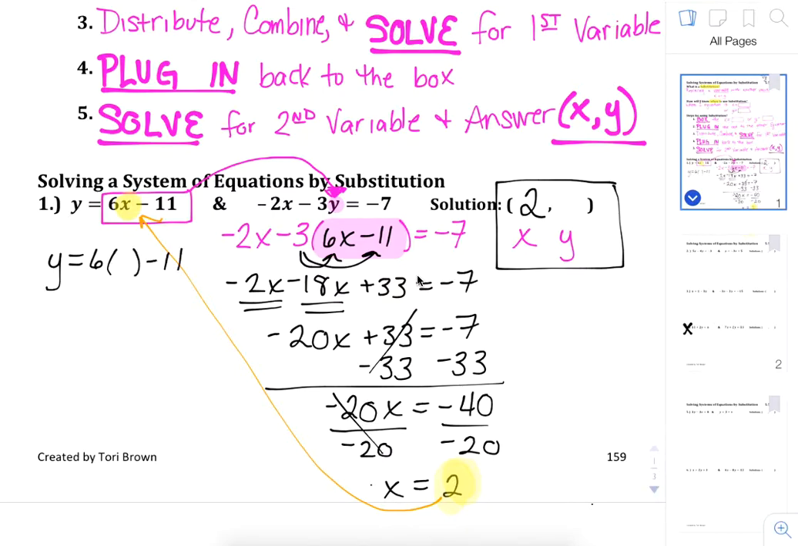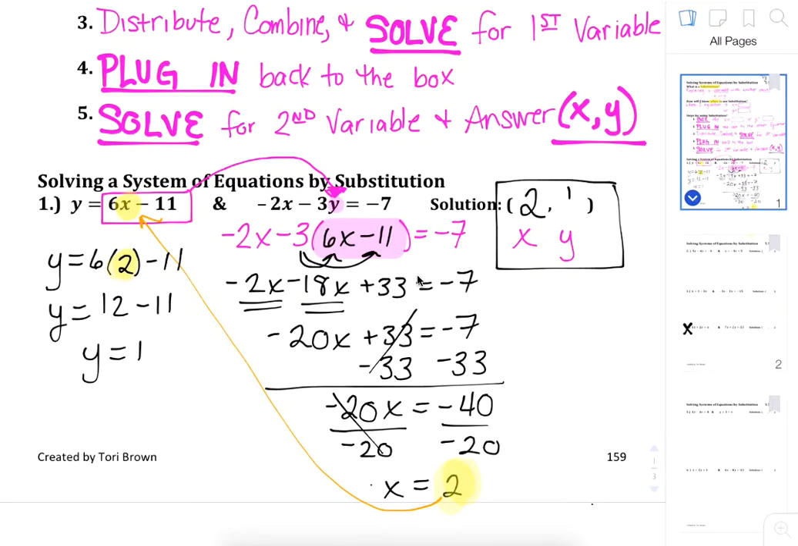I'm going to plug in that x number, which was a 2. And now I can solve for y. So 6 times 2 is a 12. 12 minus 11 makes a 1. So my y is 1.